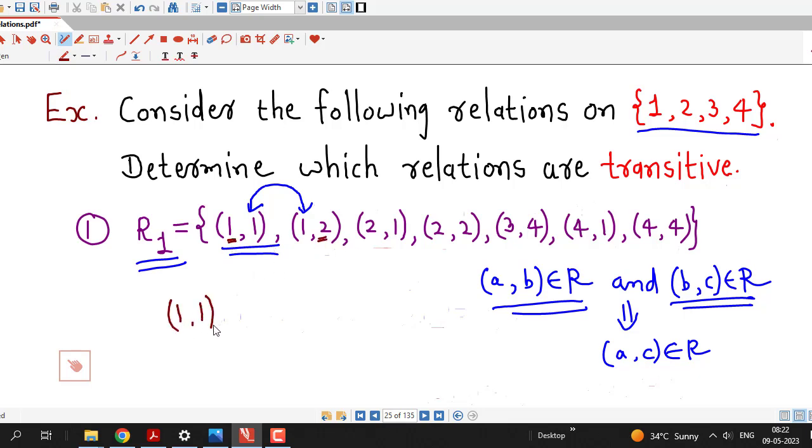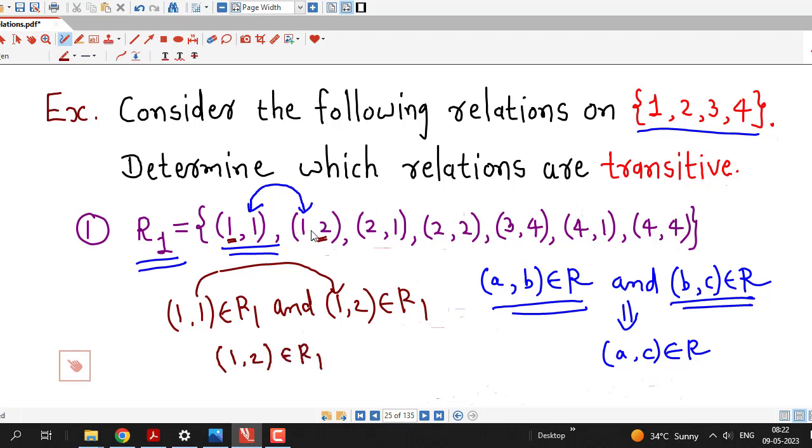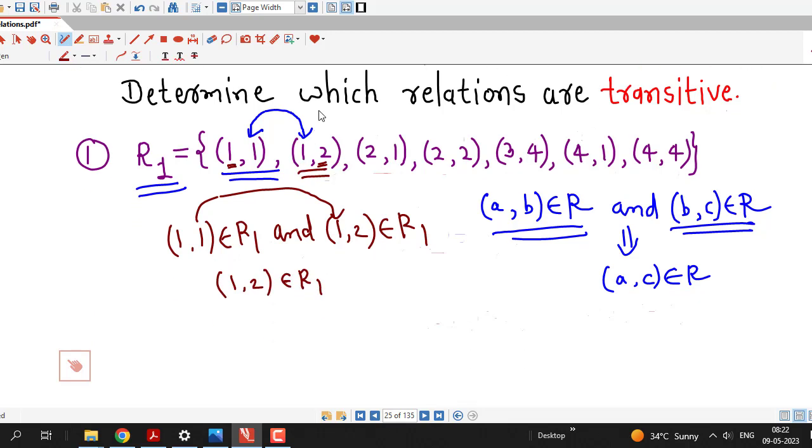We can understand it in this way. (1,1) is present in R1 and (1,2) is present in R1. These match, therefore we must have (1,2) belongs to R1, and that is present here. Similarly, we can check for another pair whose first component is 1. There is no other pair whose first component is 1, so now we can come here. Now we can check for those pairs whose first component is 2. Here the second component is 2, so this is one possible pair, and then the resulting pair will also be there.